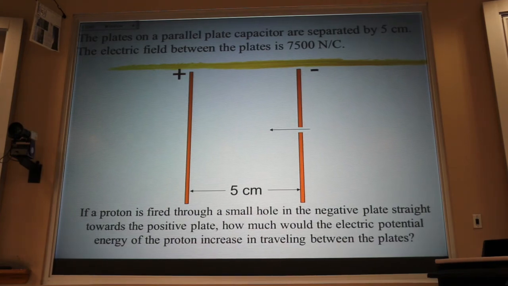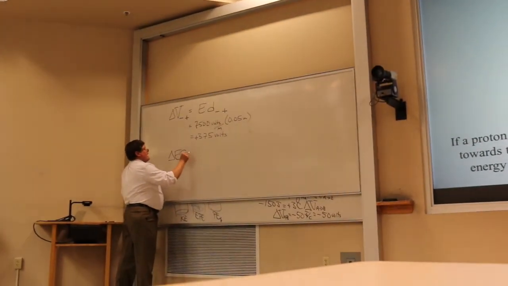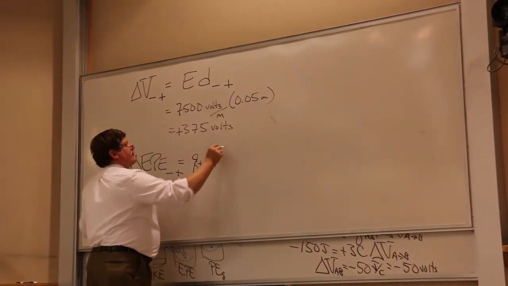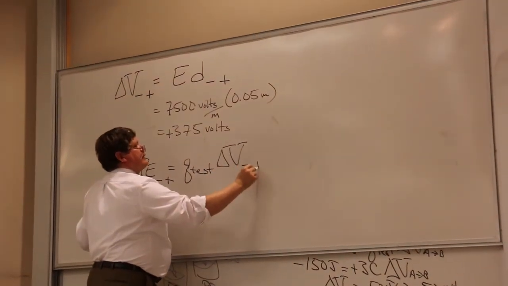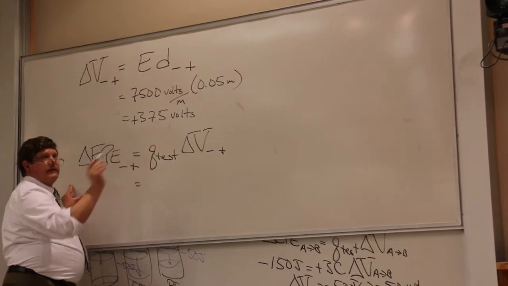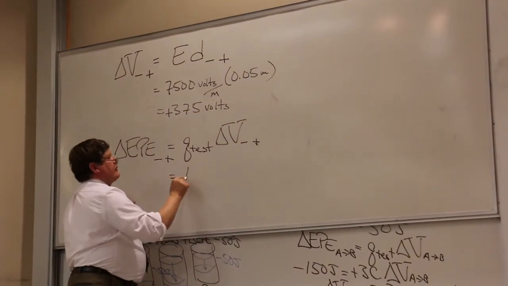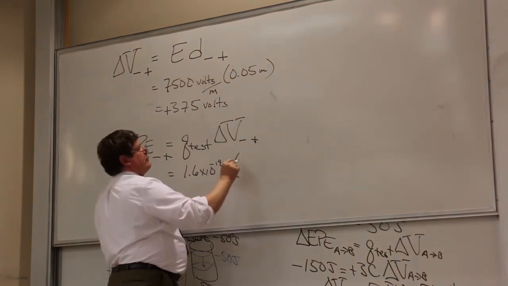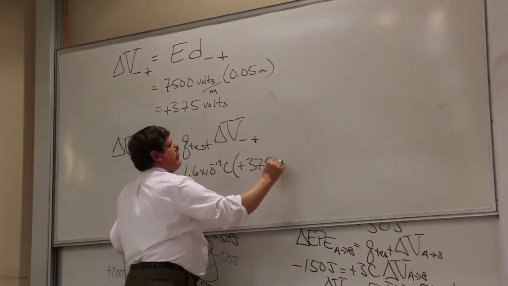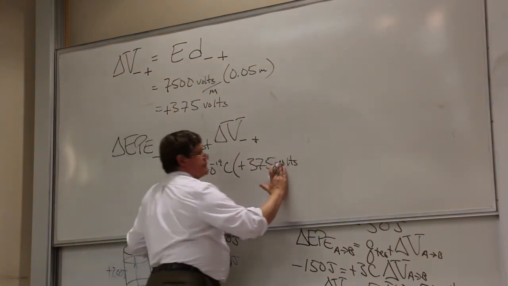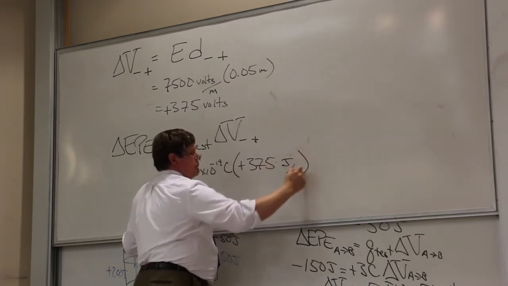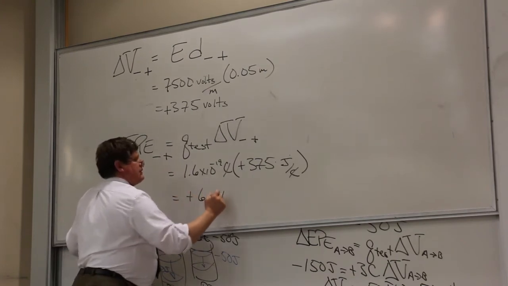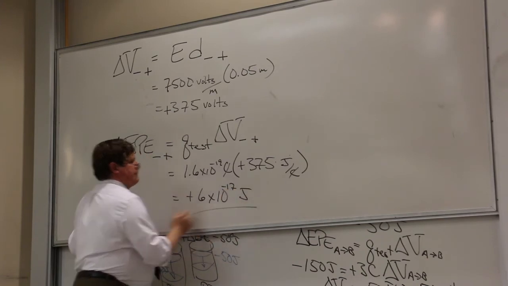That change in electric potential energy, as it goes from the negative plate to the positive plate, is going to be the test charge times the voltage from the negative plate to the positive plate. This is a proton. The thing that travels between the plates is the test charge. So I've got 1.6 times 10 to the minus 19 coulombs. This voltage, we said, was a positive 375 volts. Now, a volt is just a joule for each coulomb. So the coulombs cancel, and I get plus 6 times 10 to the minus 17 joules.